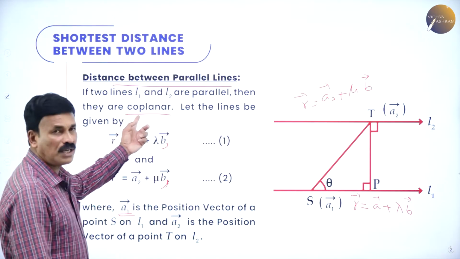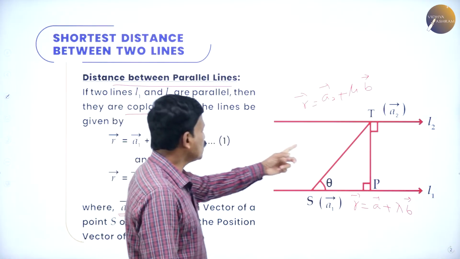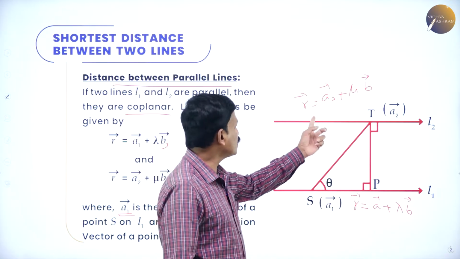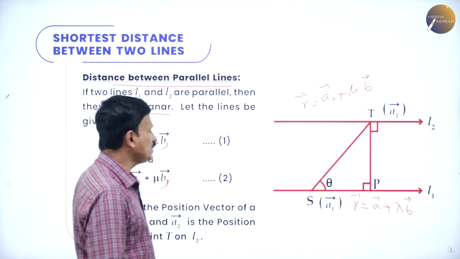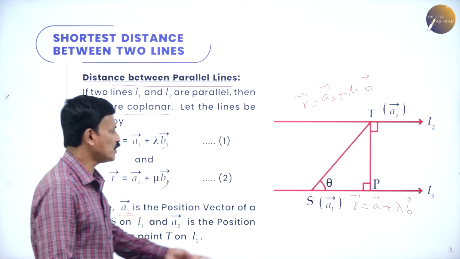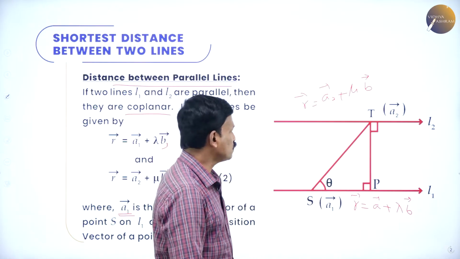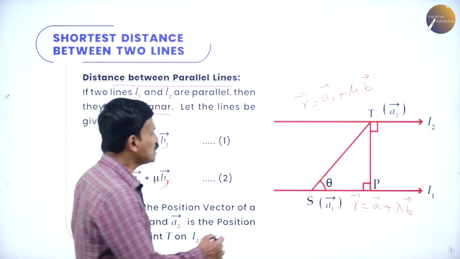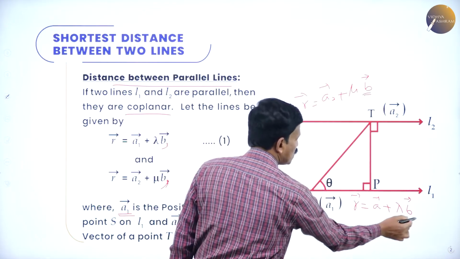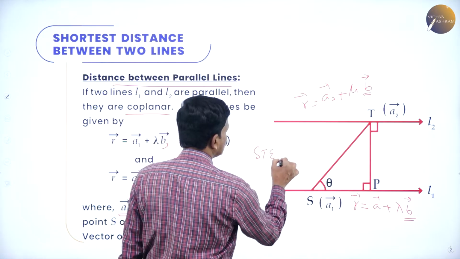Listen to me. If the two lines L1 and L2 are parallel, then they are coplanar. Then let us consider two lines in the vector equation. Vector R is equal to A1 plus lambda into B, and vector R is equal to A2 plus mu into vector B are the two lines L1 and L2, where A1 is the position vector of the point S with respect to the line L1 and A2 is the position vector of the point T with respect to the line L2. Now suppose theta is the angle between the line ST and the vector B.